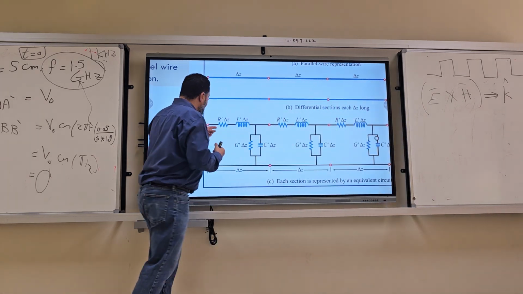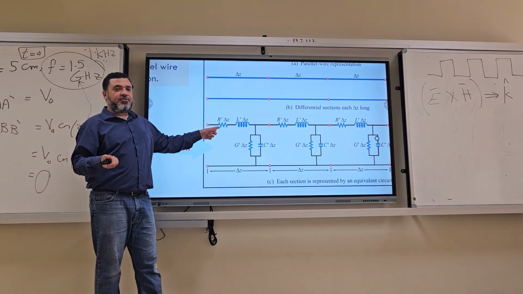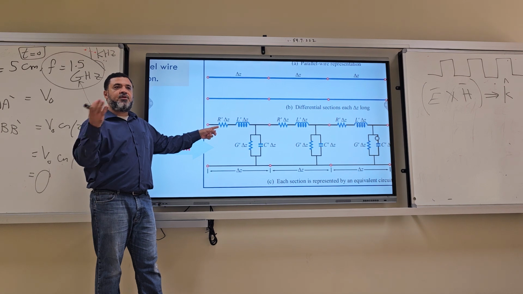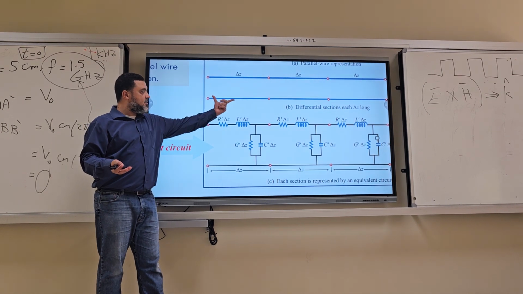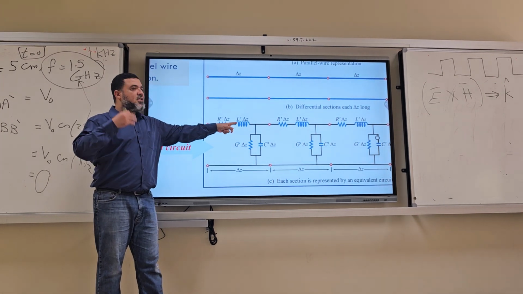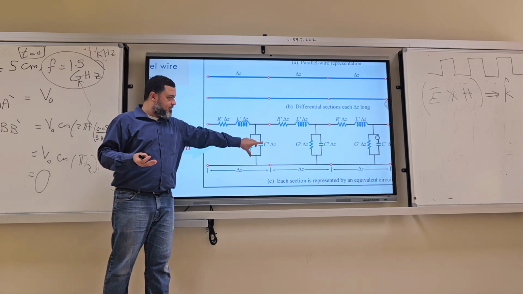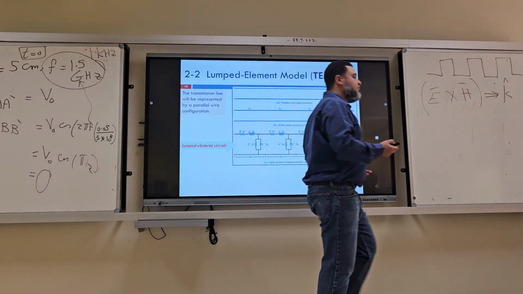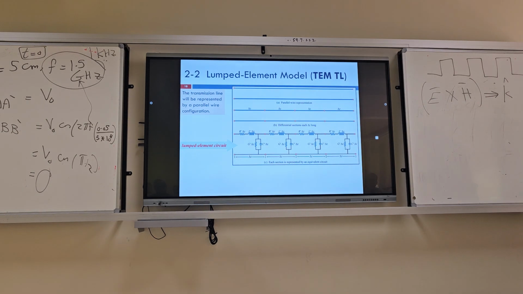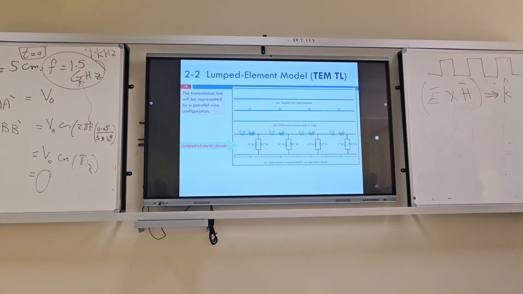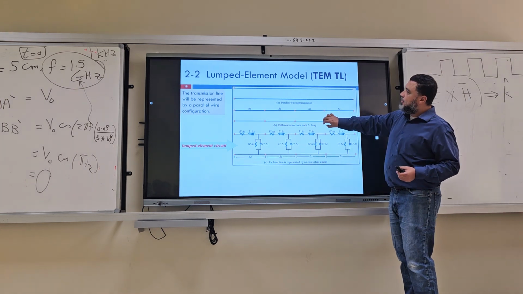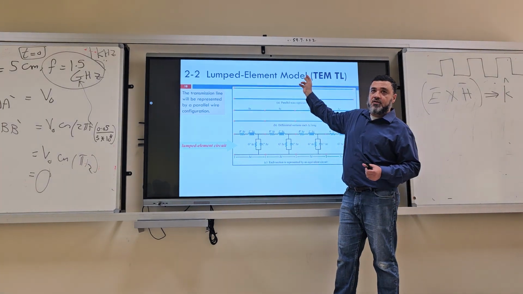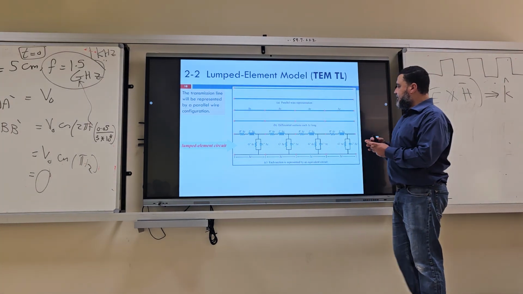These are effective elements per unit length. R here is the resistance per unit length, ohm per meter. So R times delta Z is the resistance of this section. L is inductance per unit length, G is conductance per unit length, C is capacitance per unit length. This is called the lumped element model. Each element is a lumped element.